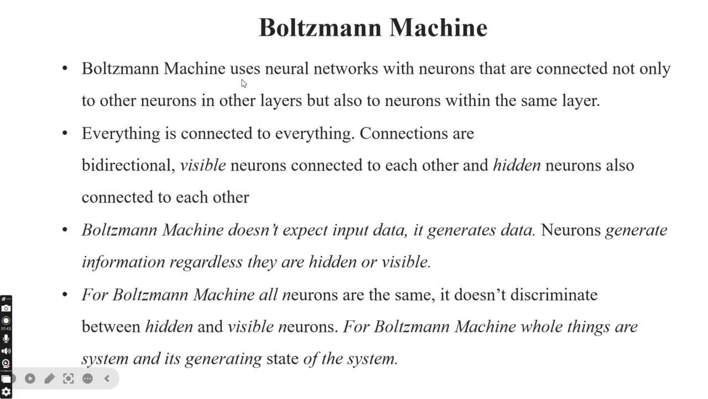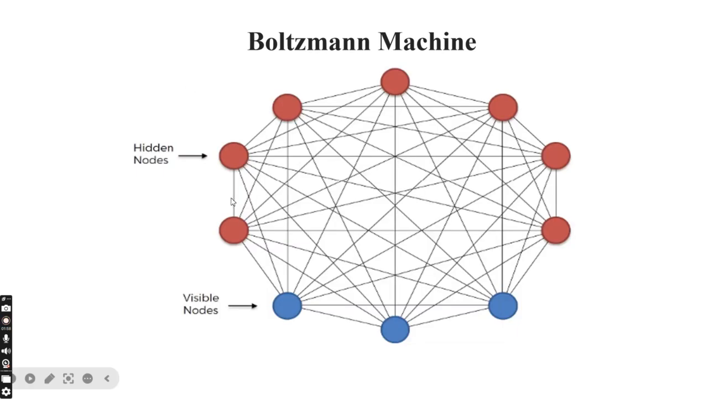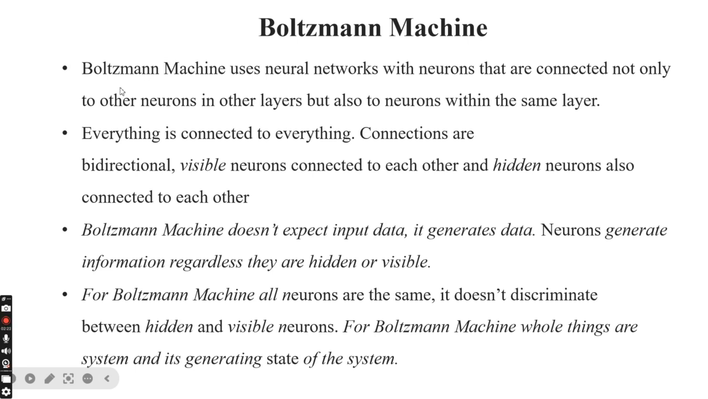The Boltzmann machine uses a neural network with neurons that are connected not only to other neurons in another layer, but also to the neurons within the same layer. You see the picture, each and every neuron is connected to the other layer. For example, we have visible units 1, 2, 3 nodes, and hidden units, we have 7 nodes. All 3 visible nodes are connected to the hidden nodes. Also, all the visible nodes are connected to other visible nodes. So this is what the lines say.